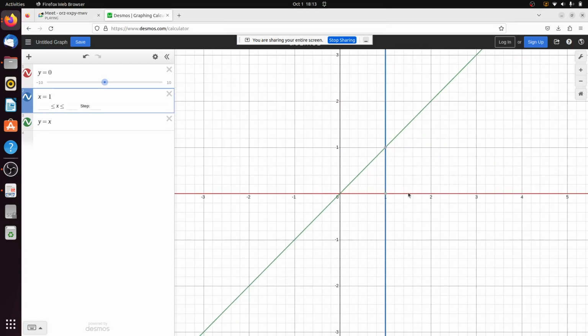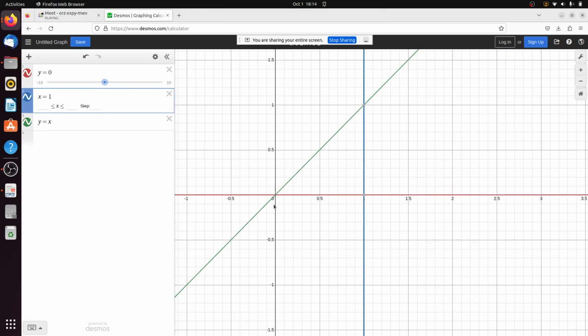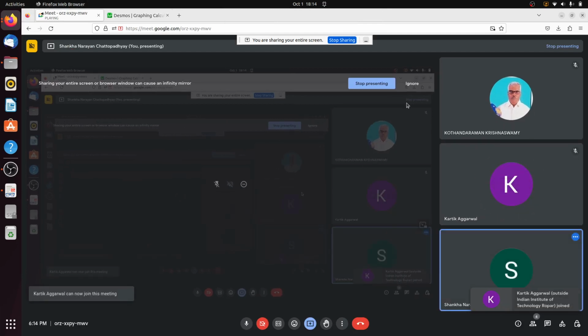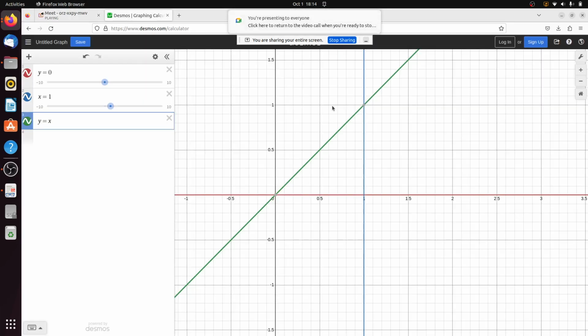Now see, this triangle is actually our domain of integration. Is it visible? The triangle is visible to you. This triangle is our domain of integration, right? Now see how we will solve it. We will take the limits.